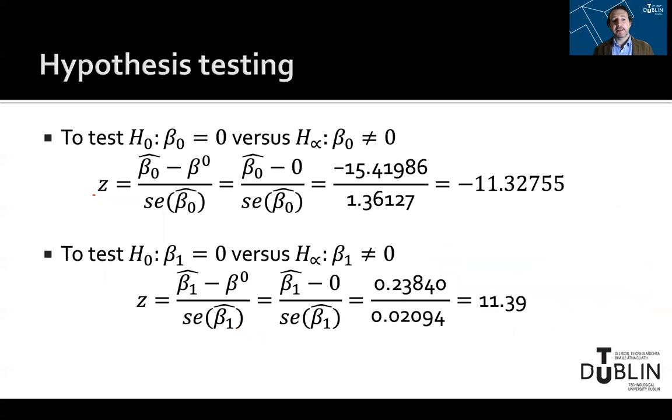And for that, we have to calculate a z-score. Beta naught minus 0, where beta naught is minus 15.5 for the intercept, divided by that. That's minus 11. And for our beta 1, it is beta 1 minus 0. Beta 1 is 0.2840 divided by our standard error for beta naught, which is 11.